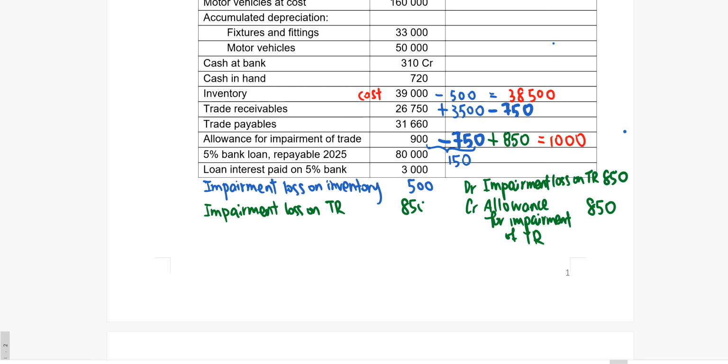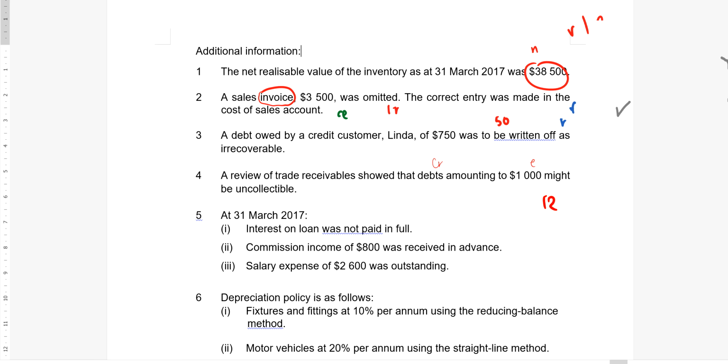To remind yourself, it would be good if you can write down here that my impairment loss on trade receivables is an expense, and my allowance for impairment of trade receivables is a contra asset. Okay, let's move on to the next adjustment.